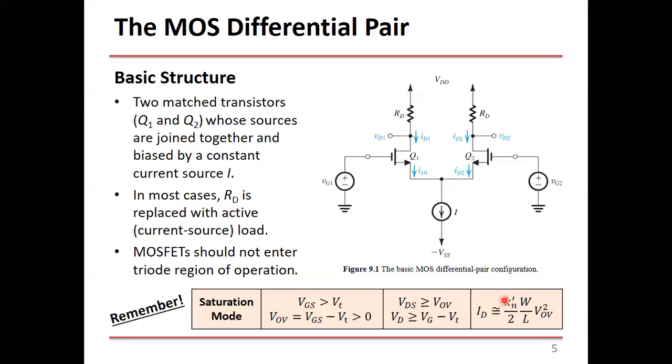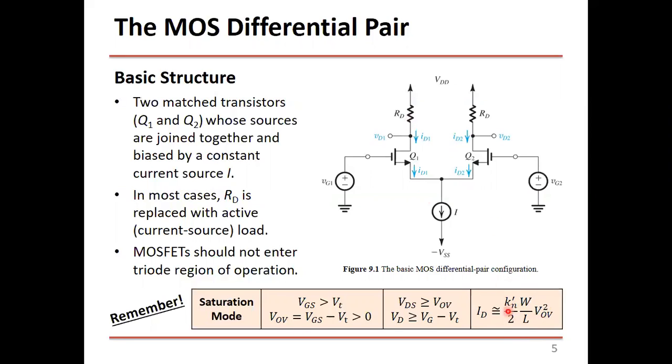Kn prime is the transconductance parameter. It's a fabrication parameter. It comes like beta in the bipolar junction transistor. It's a constant that comes with the transistor, and 2 is constant. W is the width of the channel. L is the length of the channel. All this constant, which sometimes you call K sub n, times the V overdrive square.